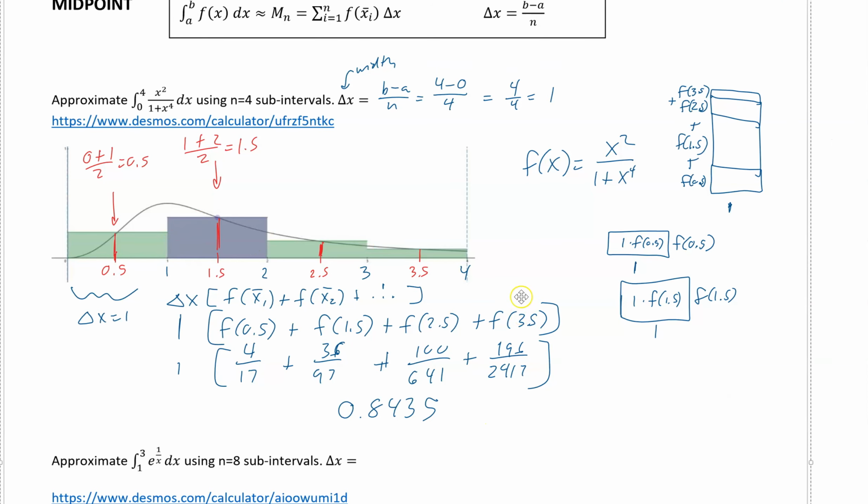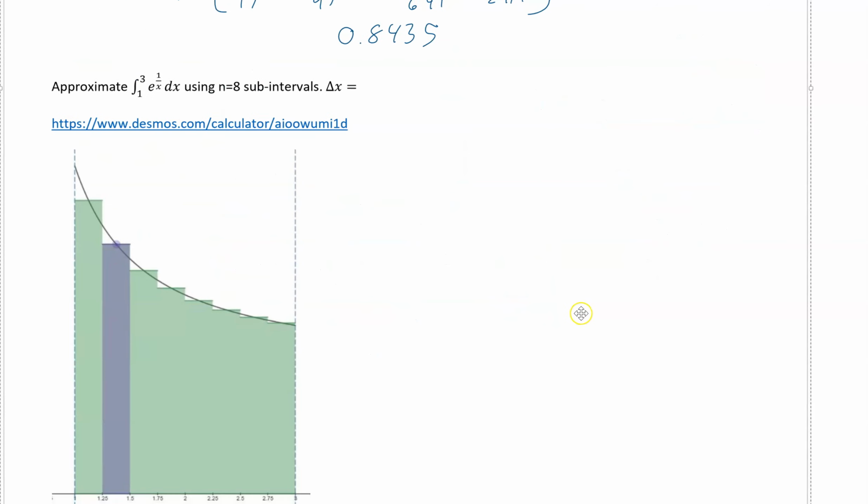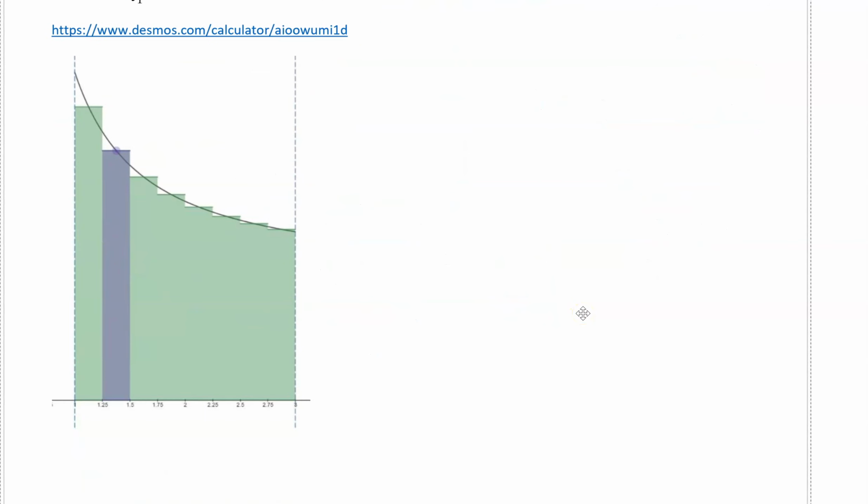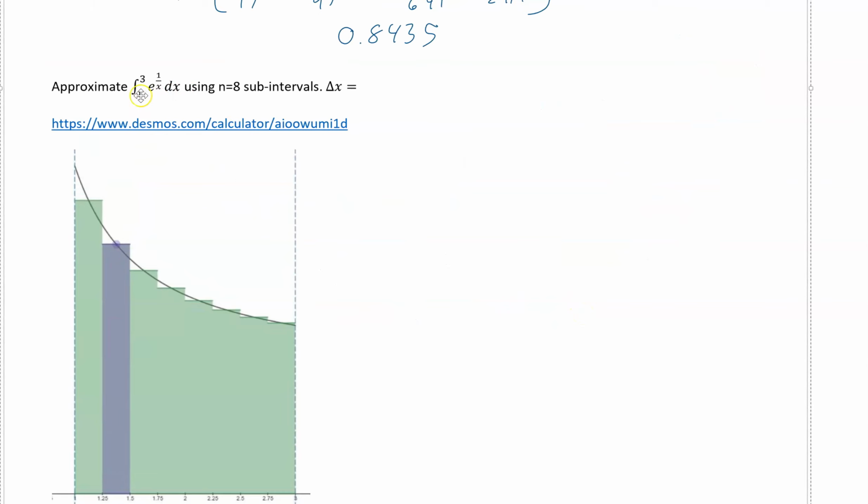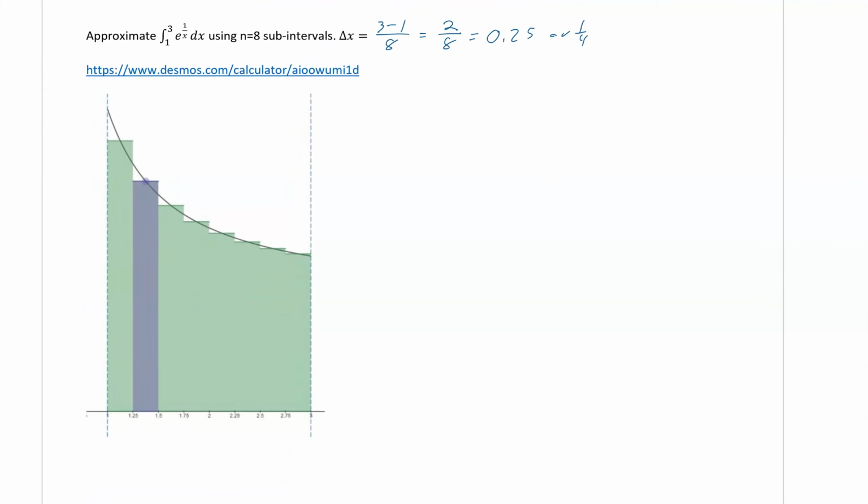All right, we can't just leave this at 1. Let's do it again. This time we're going to do 8 subintervals on a very small interval here. So first let's find out what size we are cutting these into. We're going to go 3 minus 1 over 8 intervals. Our full interval is 2, so this is 0.25, or a quarter, however you want to look at it. That's what we're cutting them into. And I've already done that down here.